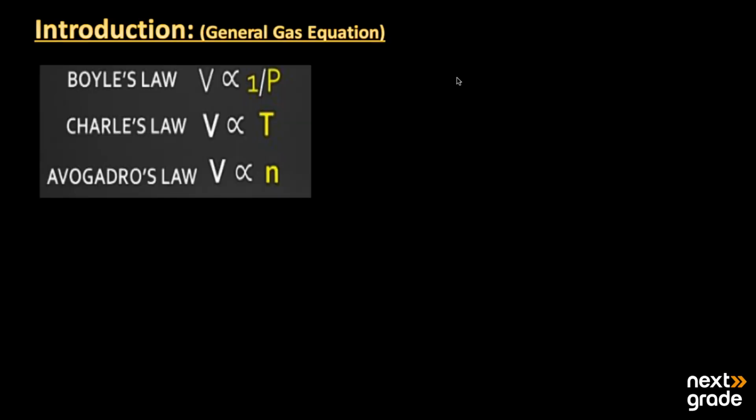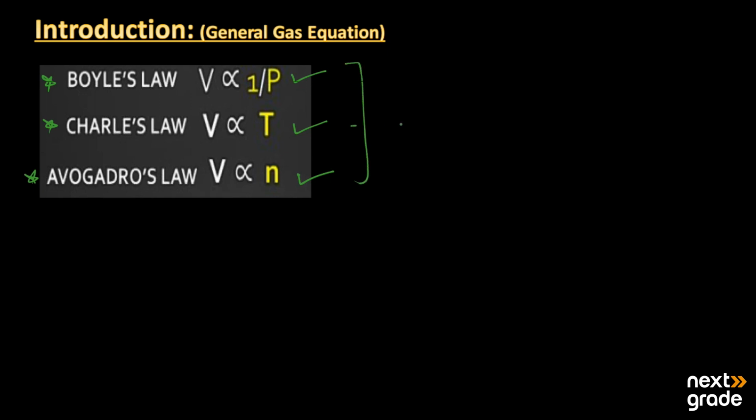So, in today's lesson, we will discuss the general gas equation. What is the main purpose of the general gas equation? Earlier we learned about different laws. The first was Boyle's law, the second is Charles' law, and the third is Avogadro's law. In Boyle's law, we have the relationship between volume and pressure. In Charles' law, we have the relationship between volume and temperature, and in Avogadro's law, we have the relationship between volume and number of moles of the gas, when all the other variables are held constant.